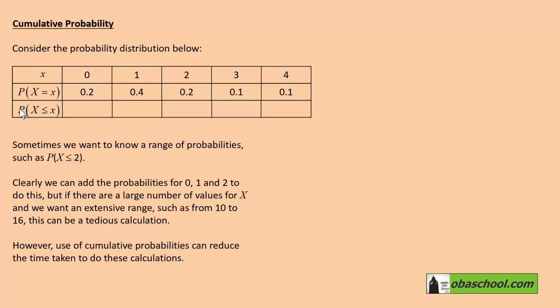So the cumulative probability is the probability of x being less than or equal to x. So the first one is 0.2. But the next one, less than or equal to 1, is 0.4 add 0.2. So this one is 0.6. The next one then is 0.8 because it's 0.2 plus 0.4 plus 0.2, or the easiest way to calculate it is the 0.6 add the 0.2. So the next one is 0.8 add 0.1, which is 0.9. And cumulative probabilities should, of course, always finish at 1.